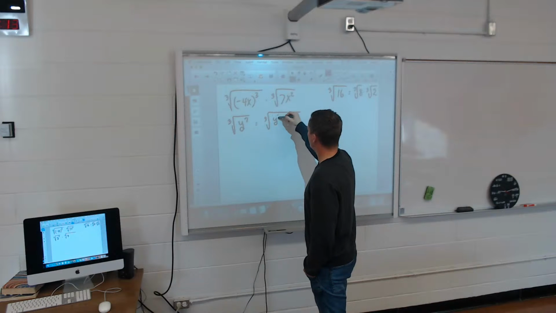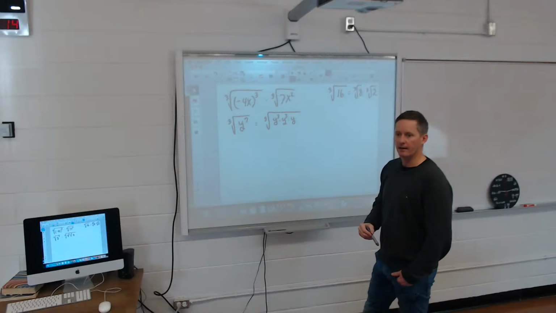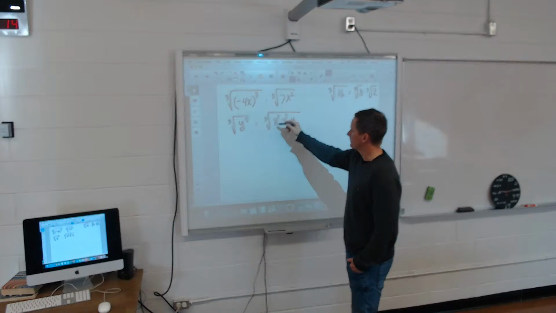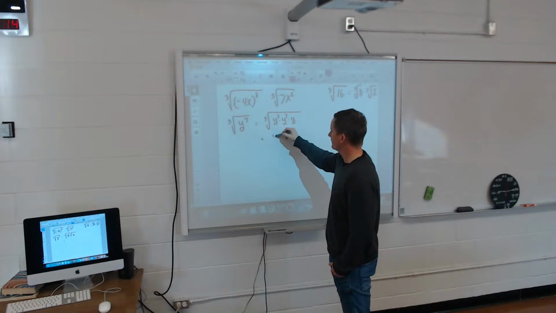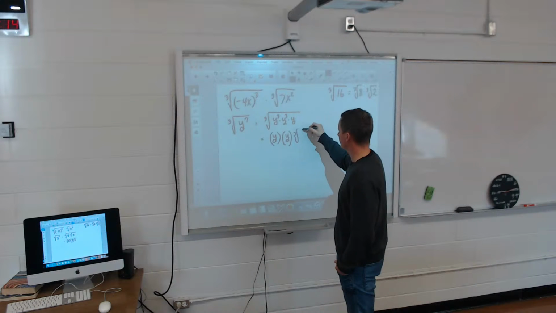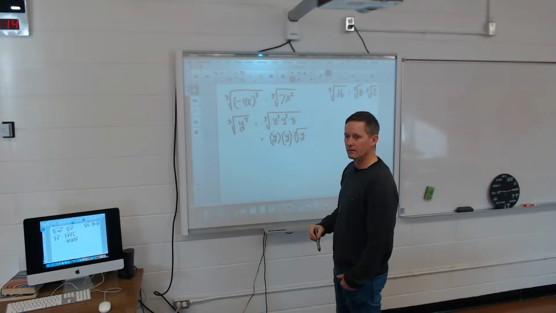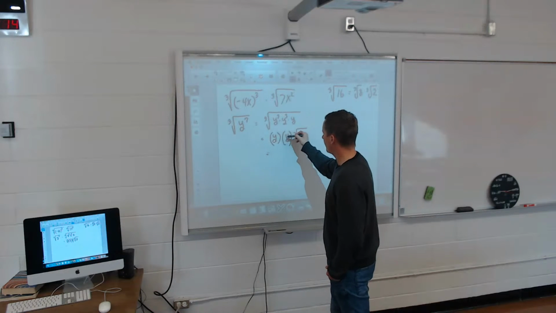I can go y cubed times y cubed times y, like that. The cube root of y cubed is just y. Cube root of this y cubed is also just y, and I can't do anything with that. It stays like this. Okay? And then I multiply those two, which gives me y squared. Like that.